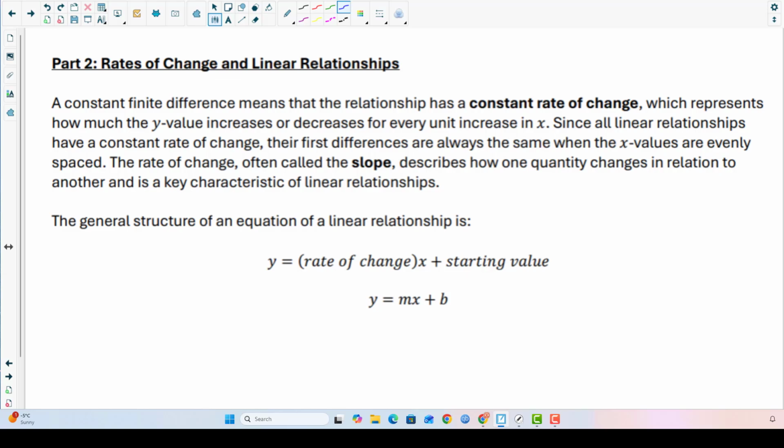The general structure of an equation of a linear relationship is y equals the rate of change times x plus the starting value, or y equals mx plus b. M is your rate of change, also known as your slope, and b is your starting value, also known as the y-intercept.